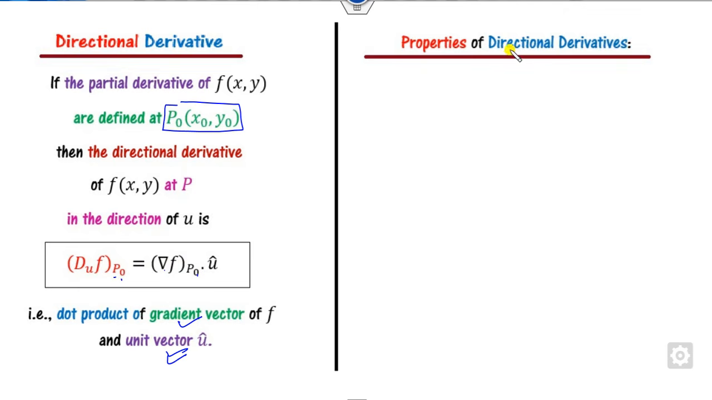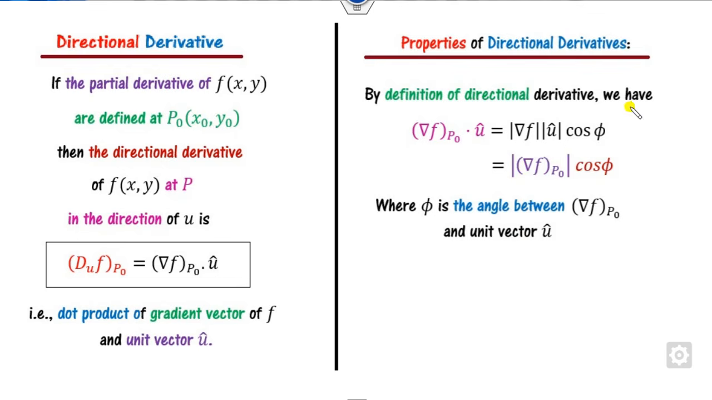What are the properties of the directional derivatives? It clearly says that it's a dot product, and you know what a dot b is. This is nothing but mod of a, mod of b, cos phi, where phi is the angle between a and b. So again we can write it like here, where phi is the angle between the gradient and the unit vector. Now we all know that u cap is a unit vector. So what is the absolute value of this? It is always 1.